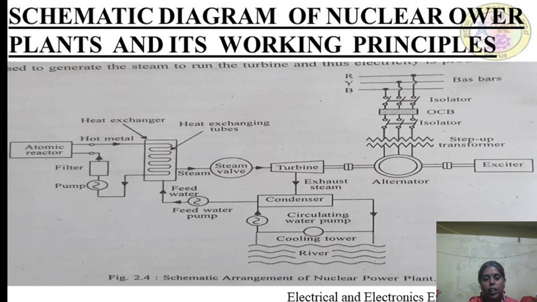When it is converted into cool water, it is used as feed water along with the river water. Both are combined, and again it is pumped back to the heat exchanger through the feed water pump. Again the cycle will be repeated. So this is the working principle of a nuclear power plant.